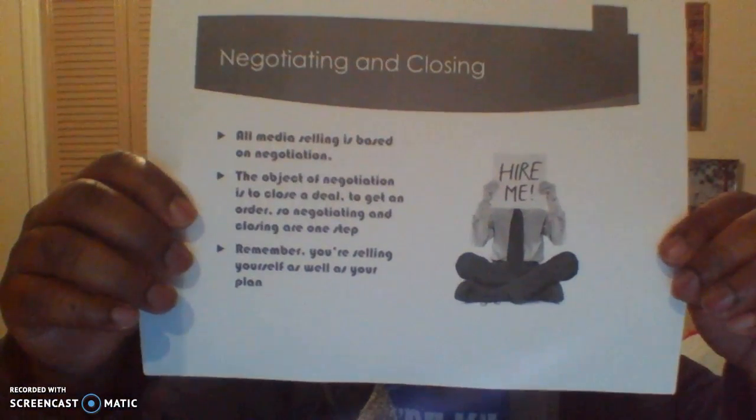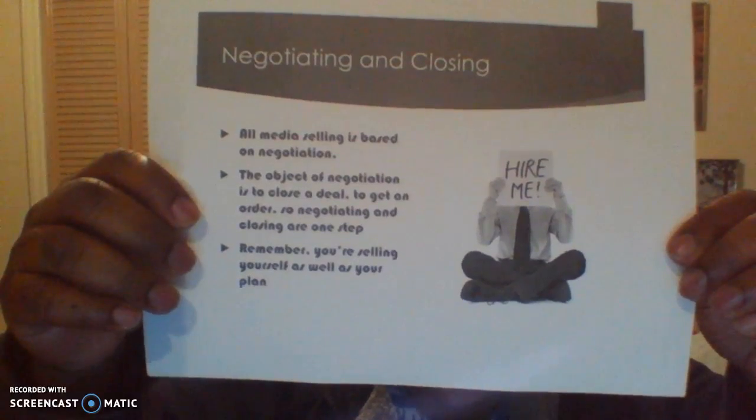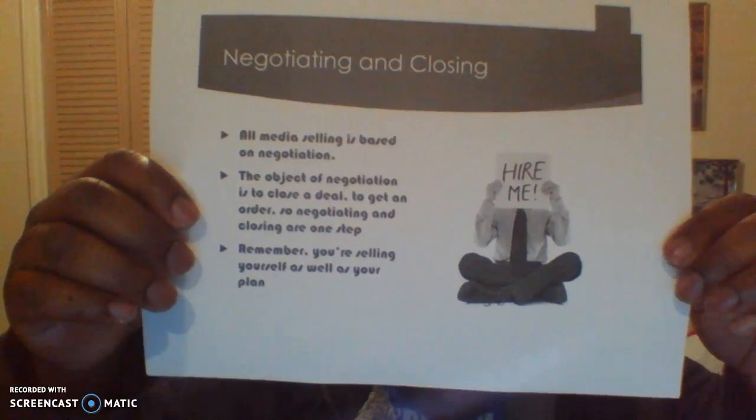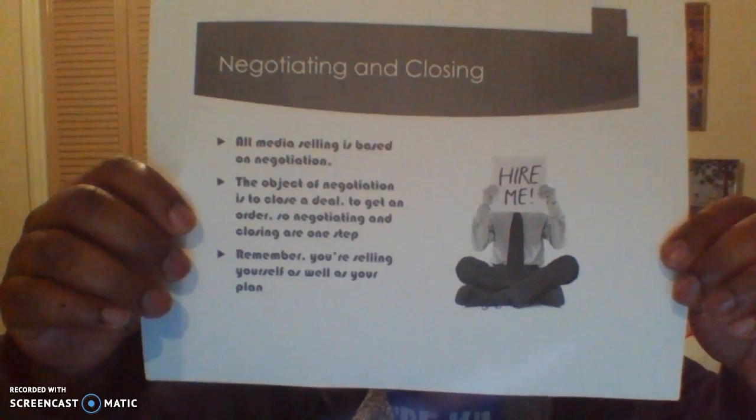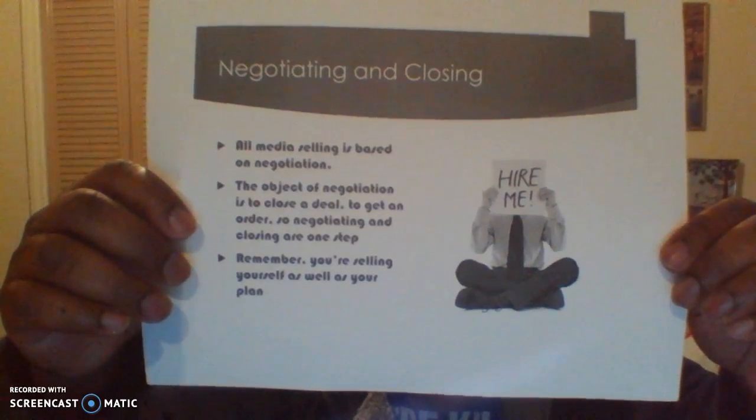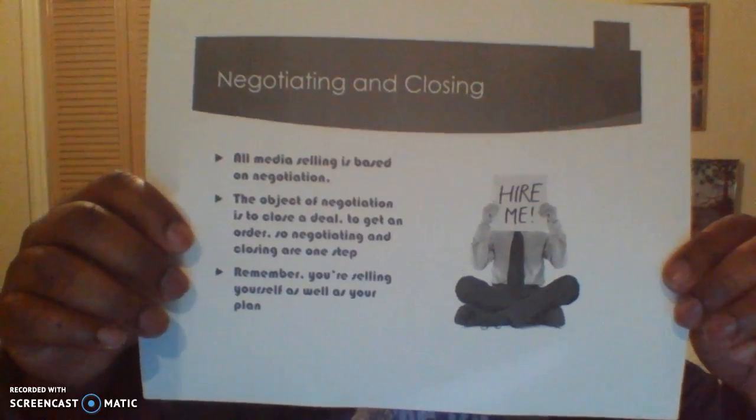Negotiation and closing. All media selling is based on negotiation. The object of negotiation is to close a deal to get an order. So negotiating and closing are one step. Remember, you're selling yourself as well as your plan and your company. Because something to think about, if you nail this presentation, they might throw your name to an affiliate or a company that they also work with. And one way you can look at it, you're auditioning for future clients. So it's important that you nail this down.